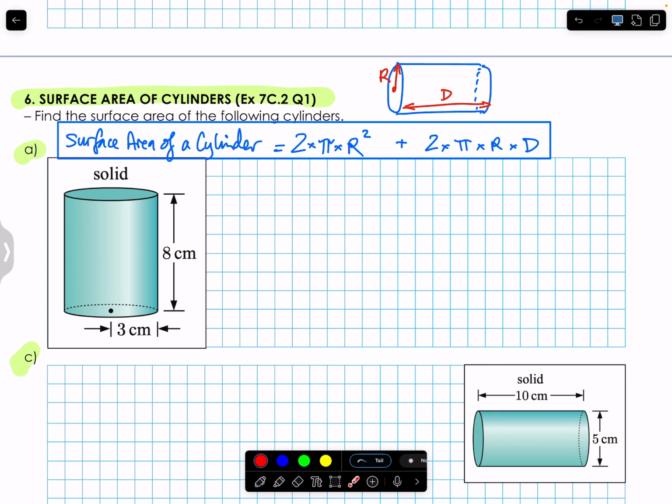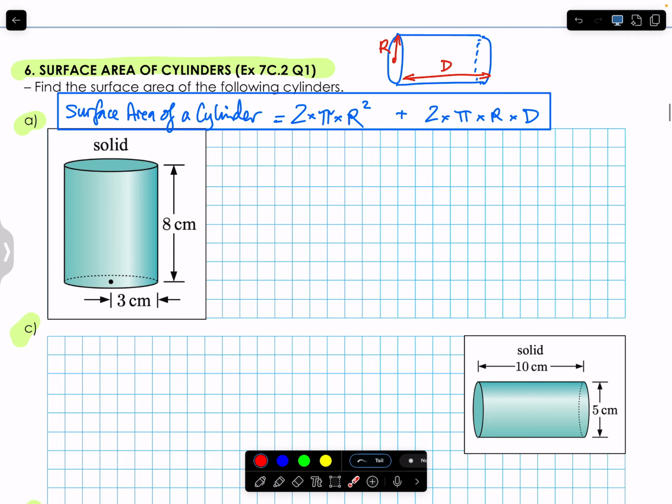Because a cylinder, if you look, is 2 circles. And then what wraps around a cylinder? It's a rectangle. And what's special about that rectangle? The length of the rectangle is exactly the circumference of a circle, which is 2 pi r. You don't need to know that, you just need to have the formula.